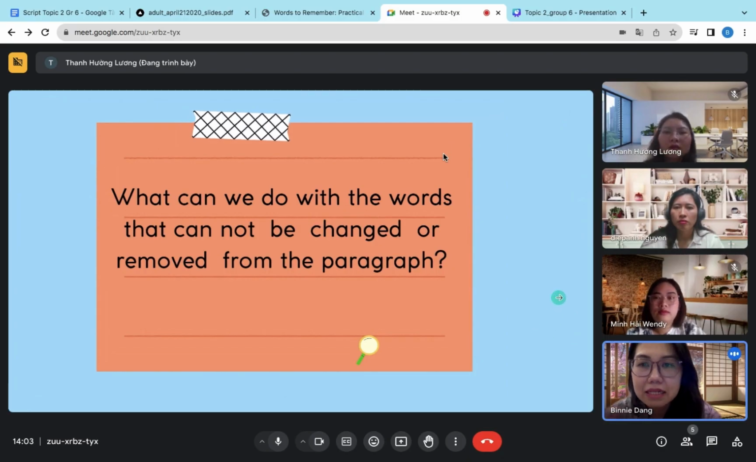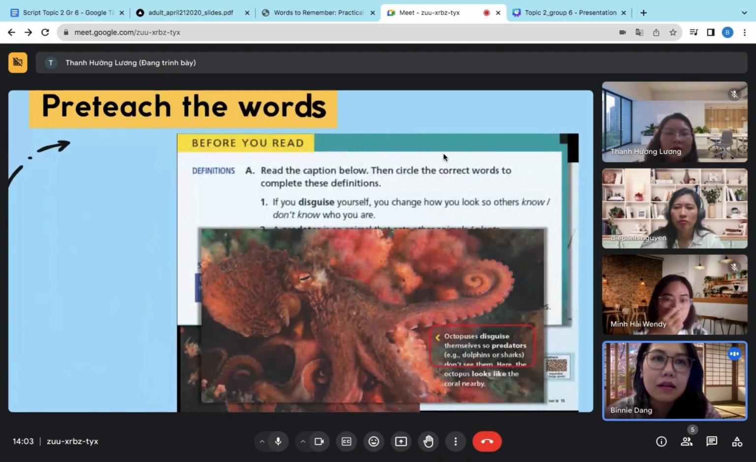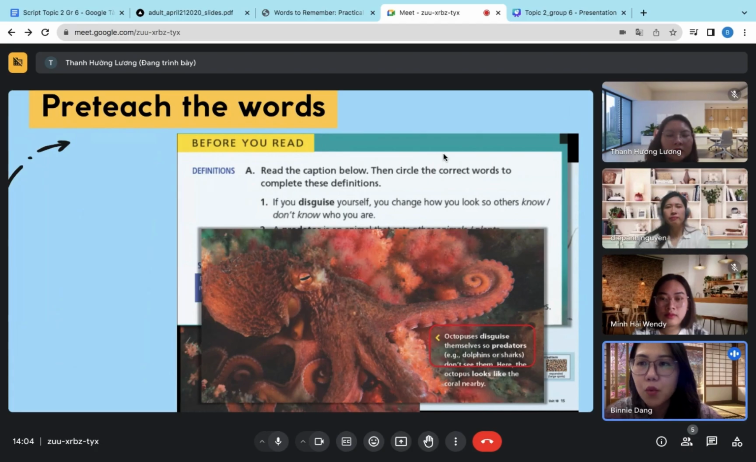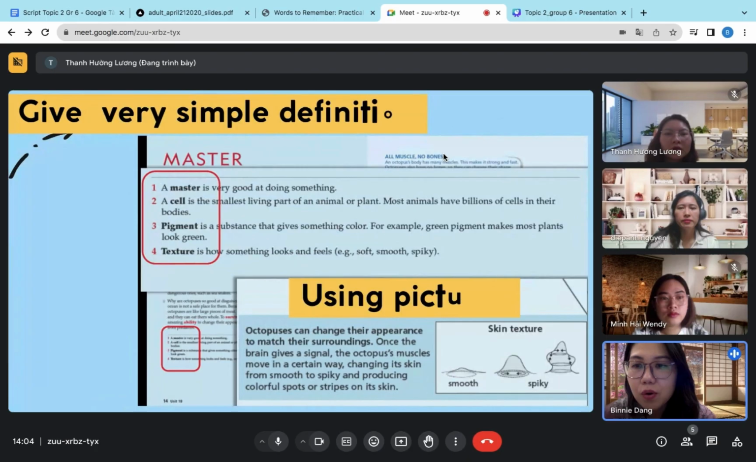I will give you some hints that you may use to make it easier for the students to understand. The first one, you can pre-teach the words for the students. Before giving the text to the students in the class, you can pre-teach them some words that you think the students might have trouble with. And also we can give some examples so that the students can understand more about the words.